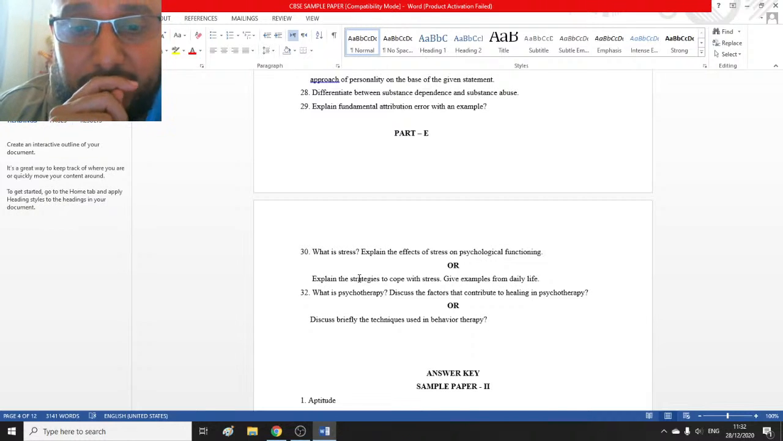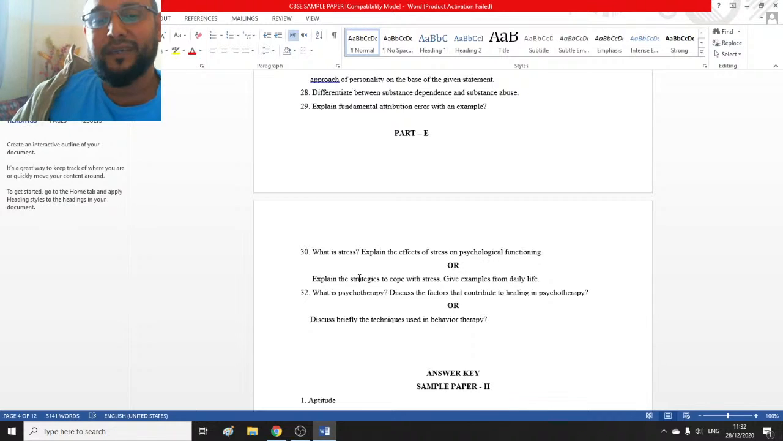Explain the strategies to cope with stress. You see here, what are the coping strategies? You can mention here the three coping strategies of Endler and Parker: task oriented, emotion oriented, avoidance oriented. And Lazarus, two coping strategies are there: problem focus and emotion focus. You need to mention all this.